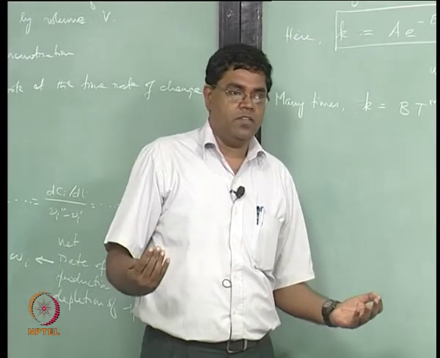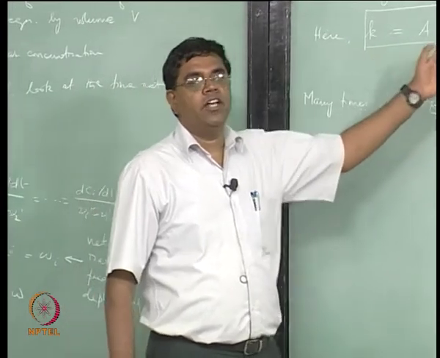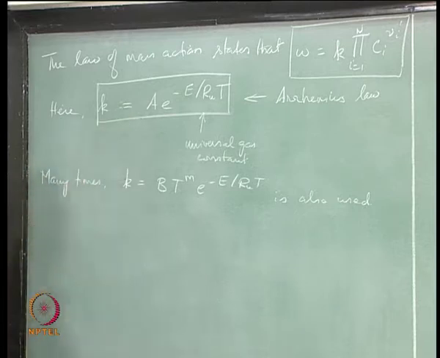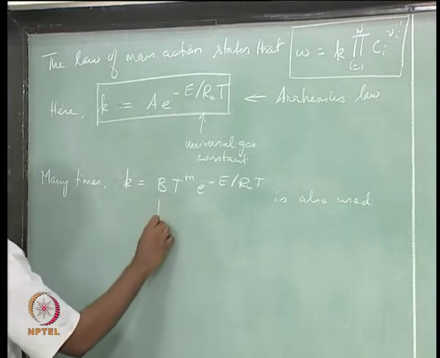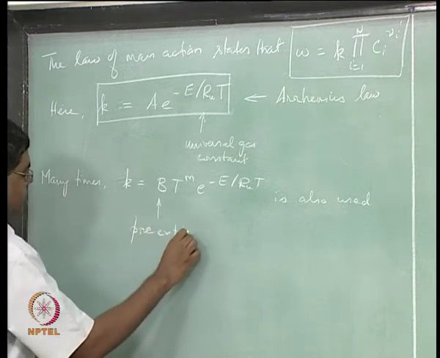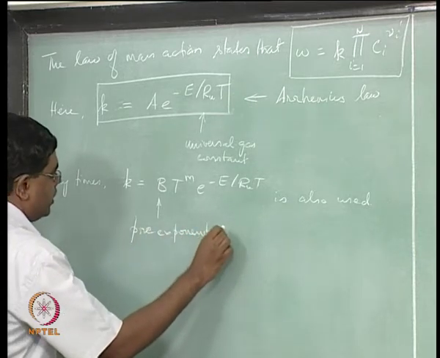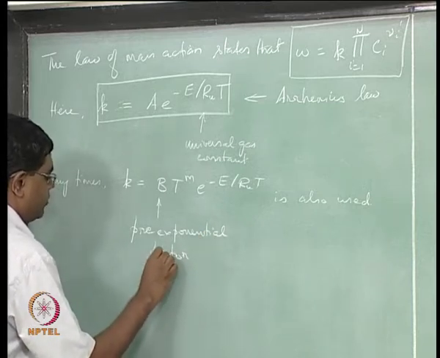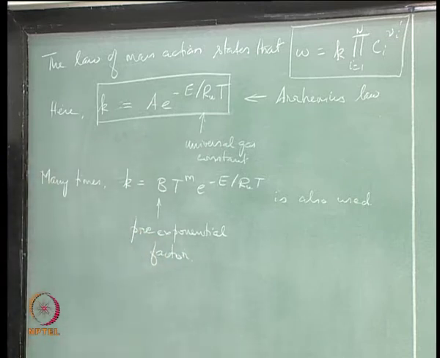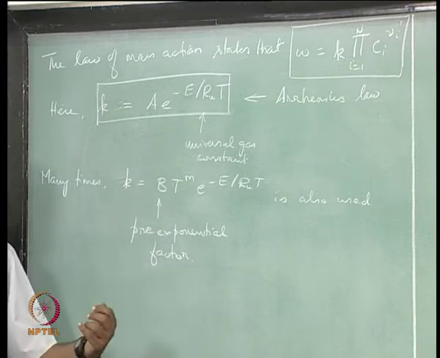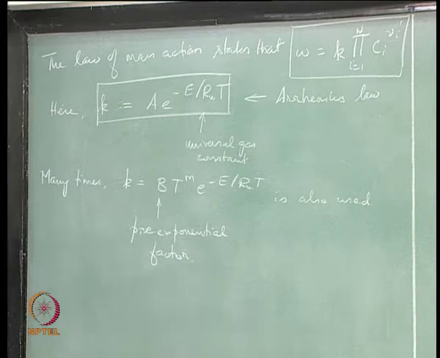Plus, you could also have a quantum mechanical basis for this. For example, this is what's called the A or B. So now we can call this the pre-exponential factor, right? From quantum mechanics, we will be able to find out that this actually depends on the probability of what's called effective collisions.